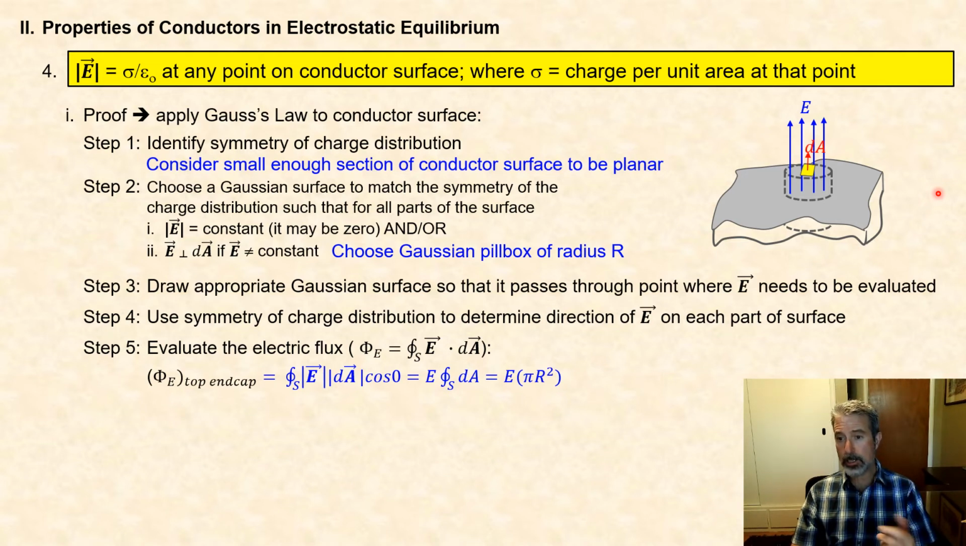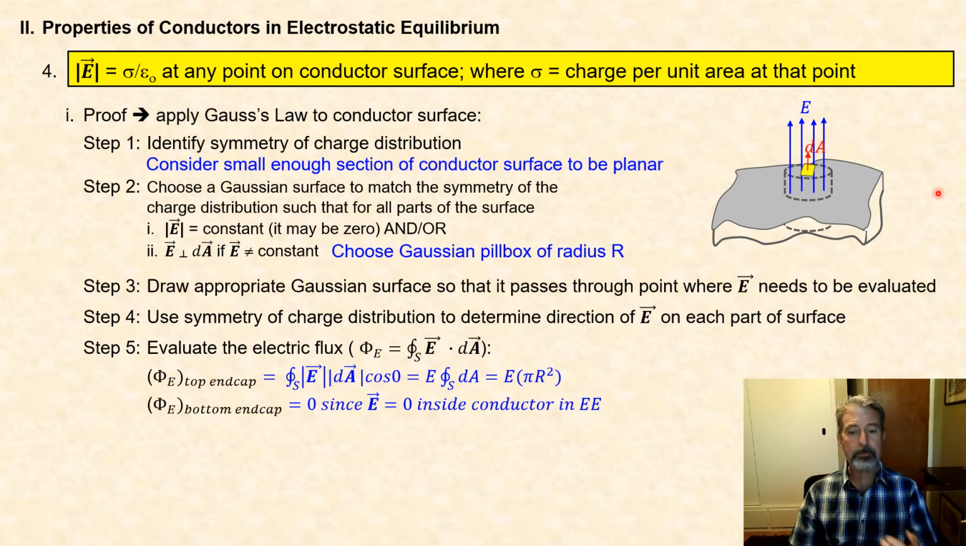Now you can see here in the diagram that for the sides of the cylinder, oh, sorry, let's move to the bottom end cap first. Notice that the bottom end cap is drawn within the conducting medium itself, in which case we know there's no electric field there, for a conductor in electrostatic equilibrium, in which case the flux has to be 0 there as well.